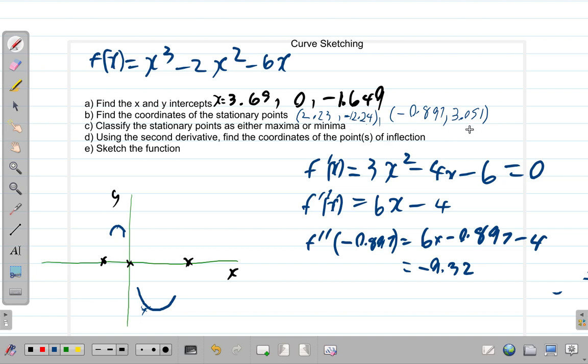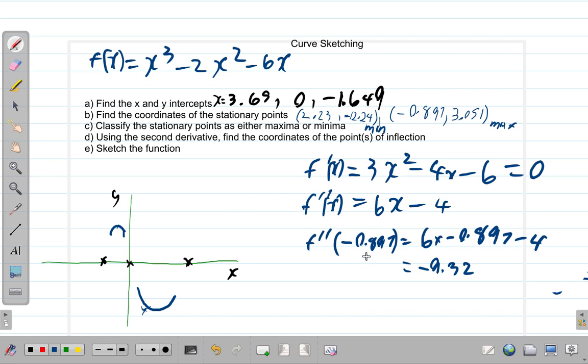Here, this one, the negative 0.897, 3.51. This is a maximum, right? And the one located at 2.23, negative 12.24 is a minimum. Now, using the second derivative, find the coordinates of the points of inflection.